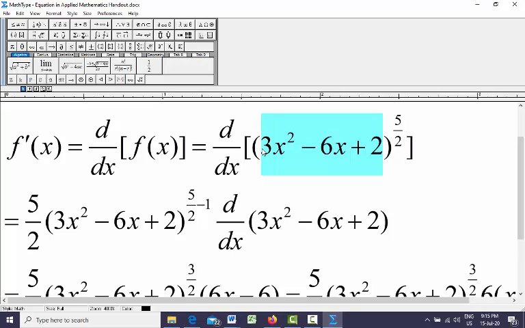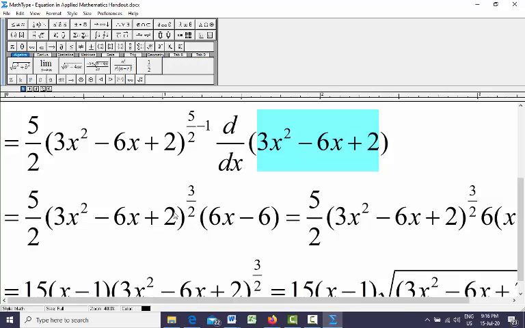Then we need to do differentiation of the inside materials. So no power will be there here, because we have already done the differentiation of the power. So in this case we will do only differentiation of the inside materials.